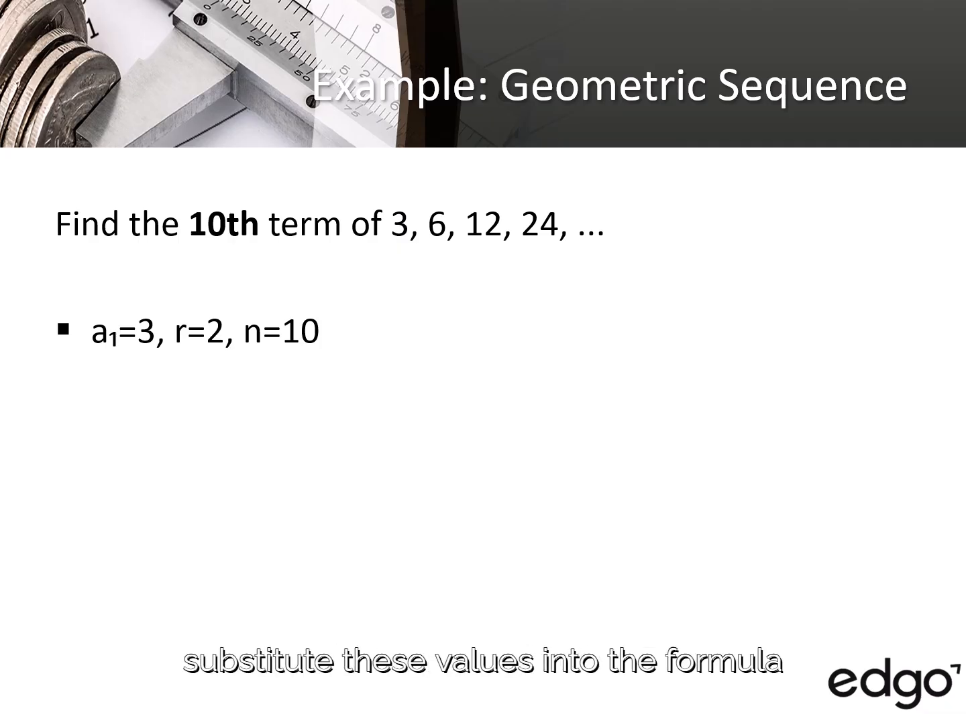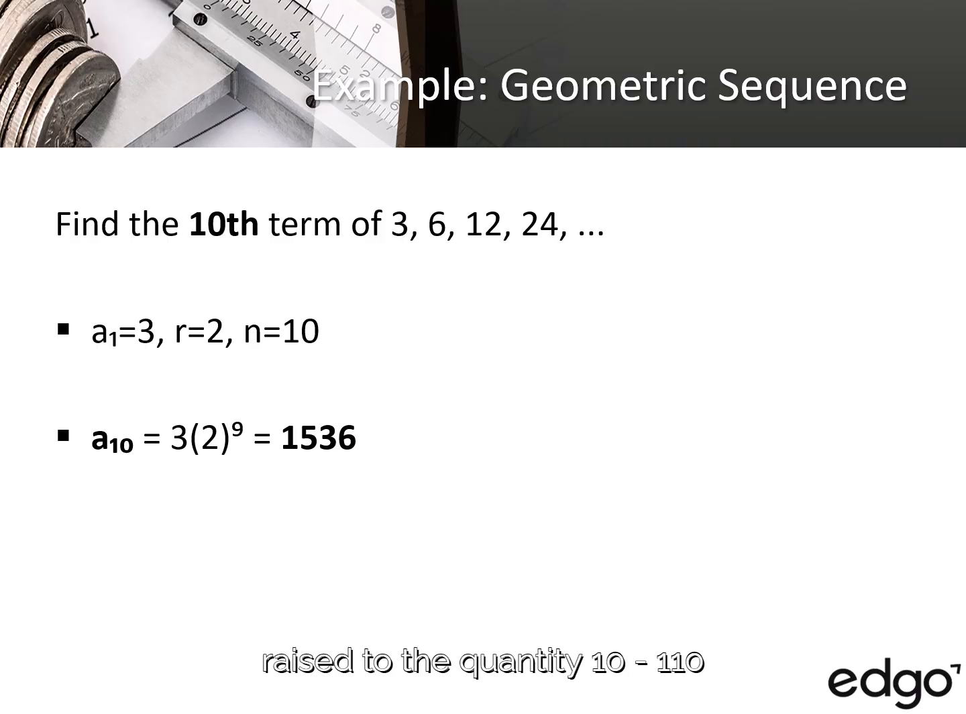Now, substitute these values into the formula. A sub 10 equals 3 times 2 raised to the quantity 10 minus 1. 10 minus 1 is 9. Therefore, we have 3 times 2 raised to the 9th power. 2 raised to the 9th power is 512. 3 times 512 is 1536. Therefore, the 10th term is 1536.